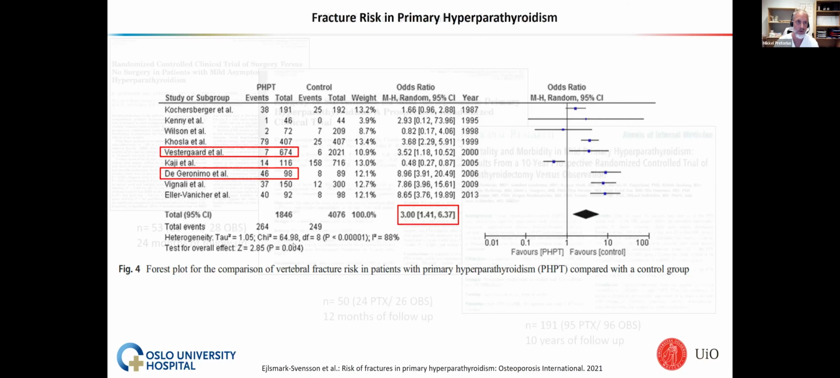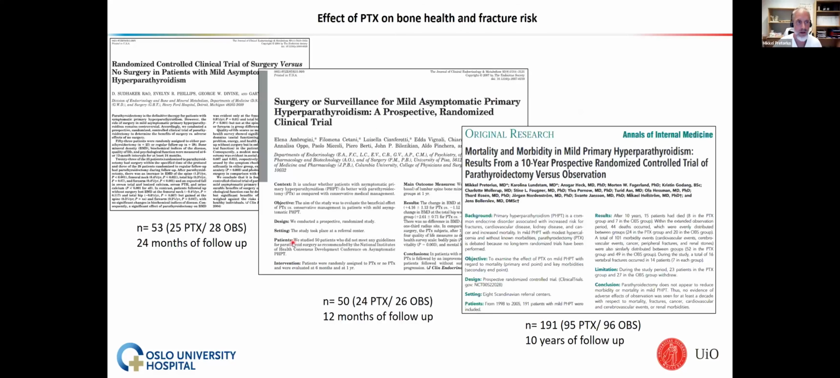Luckily, we have 3 randomized control trials with only mild hyperparathyroidism. The first one is the study by Sudhakar Rao with 53 patients and a follow-up of 24 months. The second one is Claudio Marcocci's group with 50 patients and a follow-up of 12 months. And the last one is the SIP trial with 191 patients and 10 years of follow-up.